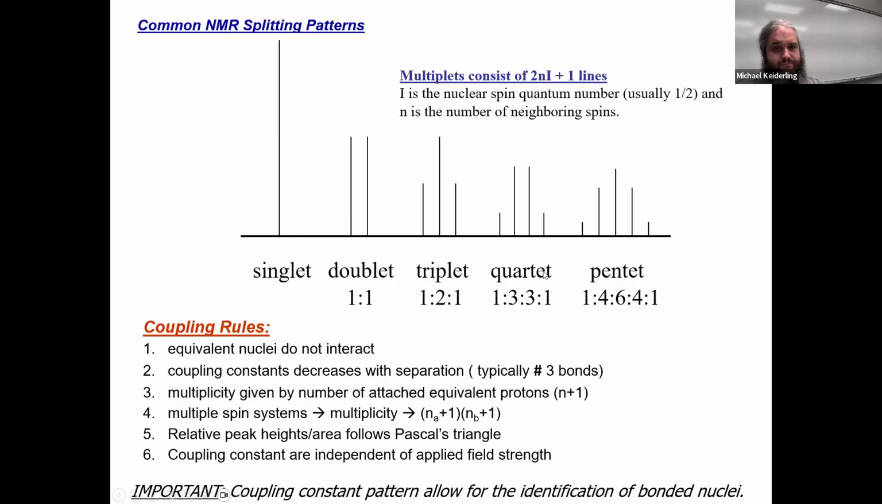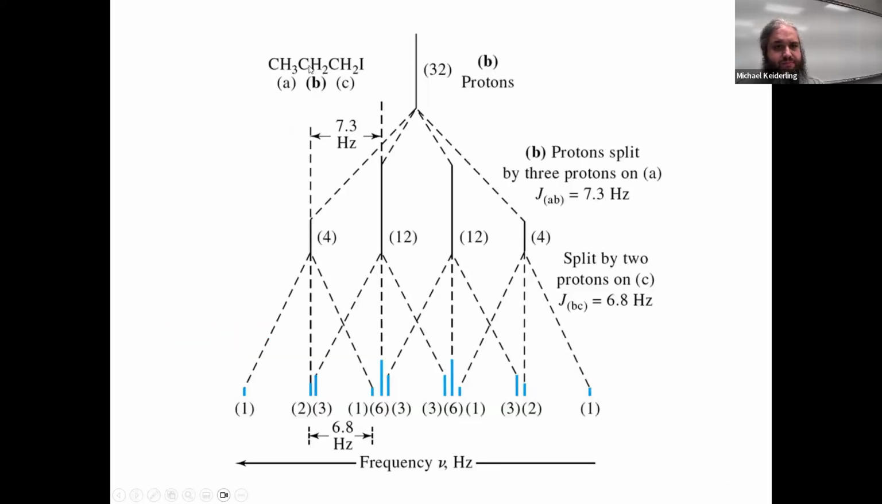So here is an example. If we're looking at the CH2 here, that's coupled to 3 hydrogens over here and 2 hydrogens over here. The B protons are split first by the 3 protons on A, with a J of 7.3 Hertz. And then they're split again by the 2 protons on C with a J of 6.8 Hertz.